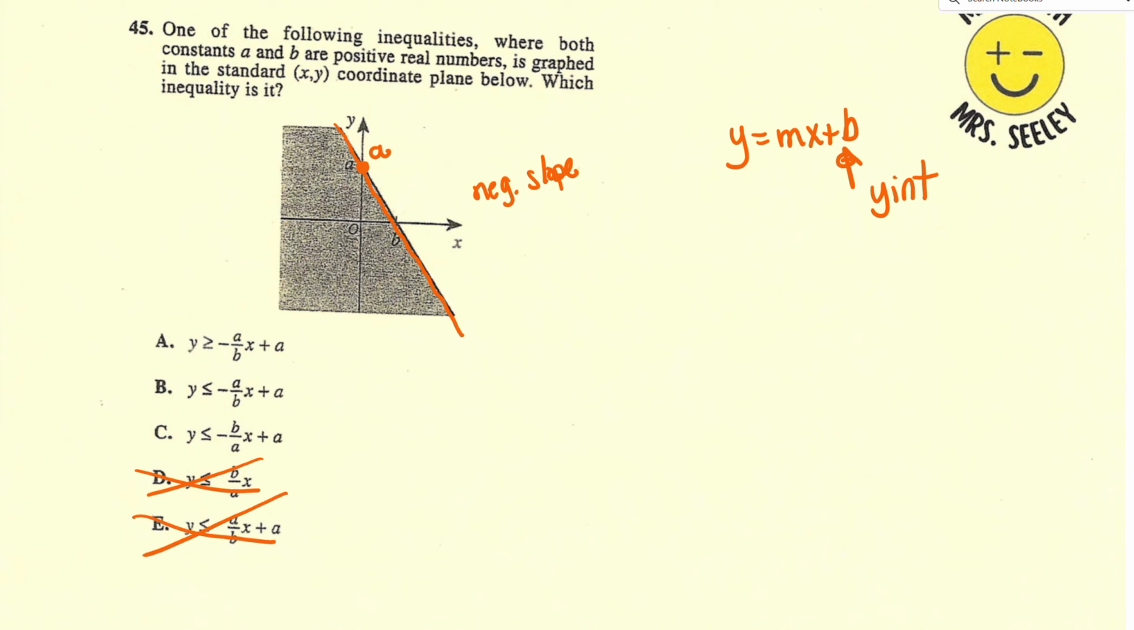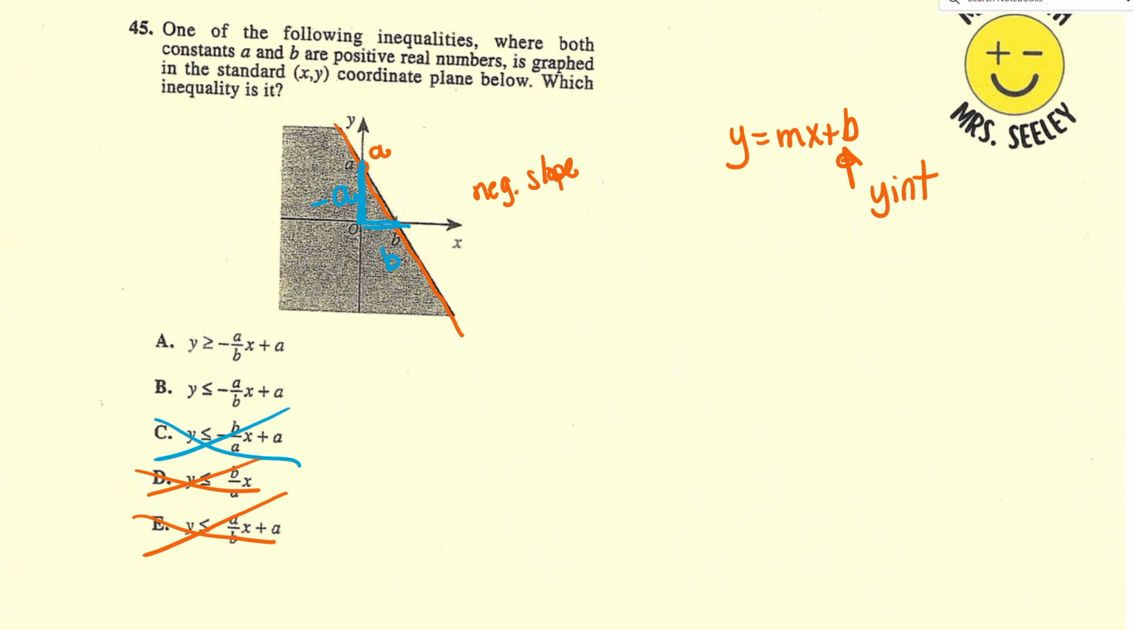Now, let's think about what this slope is. So I'm going to fall out of bed and then run to start my day. So I fell that much distance. We fell A and we ran over B. So it's negative A over B. So it's got to be A or B.